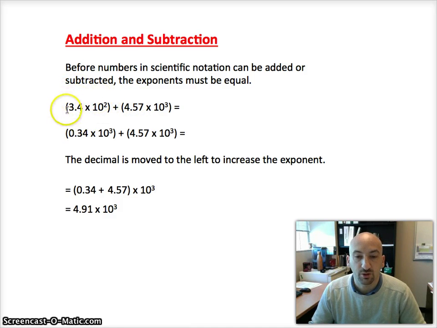Here we took the number 3.4 times 10 to the second and wanted to express it as times 10 to the third, which means as we move the decimal back to the left one spot, we increase the exponent from 2 to 3. So we have 0.34 times 10 to the third plus 4.57 times 10 to the third. The exponents are now equal, so we can just add the two numbers, 0.34 and 4.57. That gives us 4.91. The times 10 to the third carries down, and we're left with 4.91 times 10 to the third.